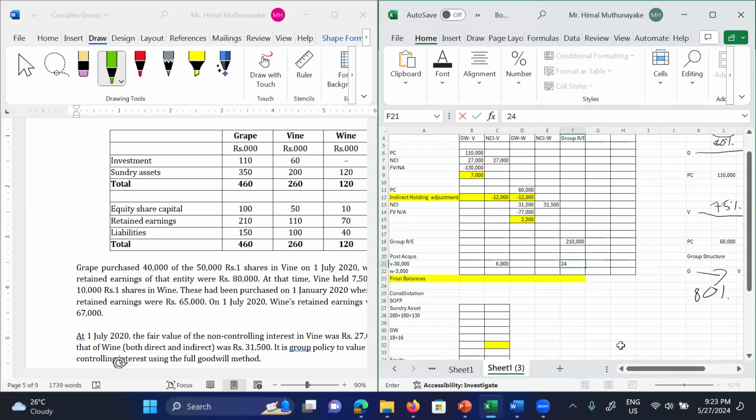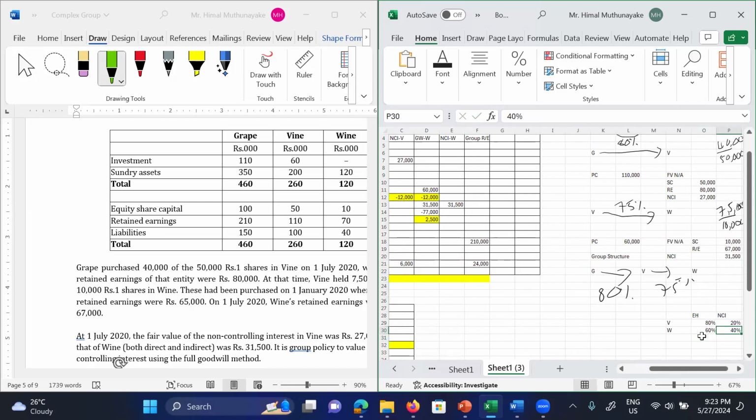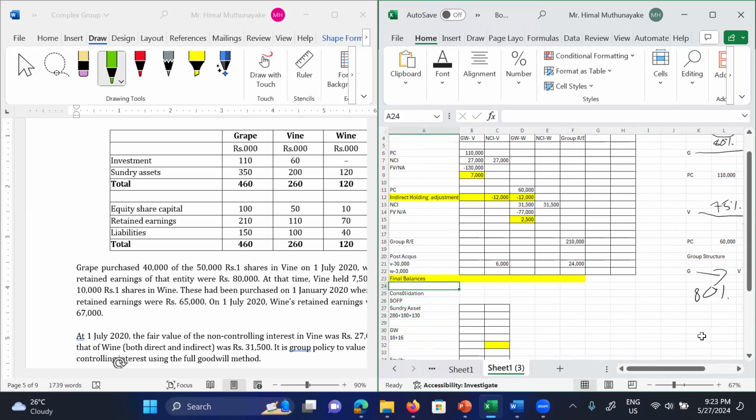This is 24,000. And 3,000 you need to allocate among the NCI of W and the group retained earnings by using the effective holding rate 60 and 40, right? So it should be 1,200 and 1,800, right? So 1,200 here, 1,800 here. So we have completed all the adjustments which are related to the consolidation, right?